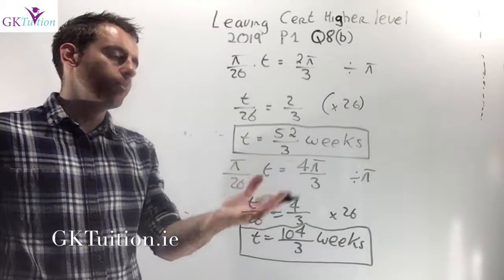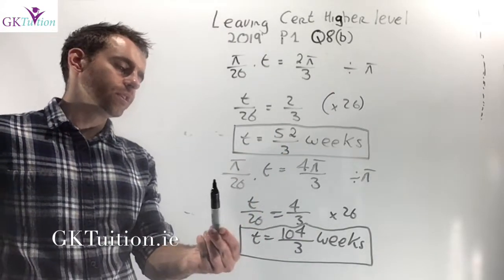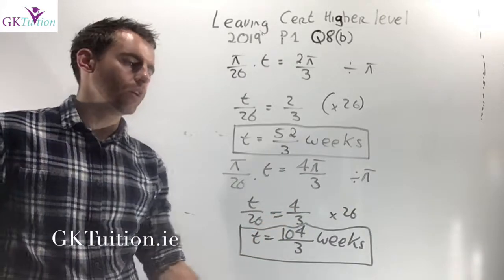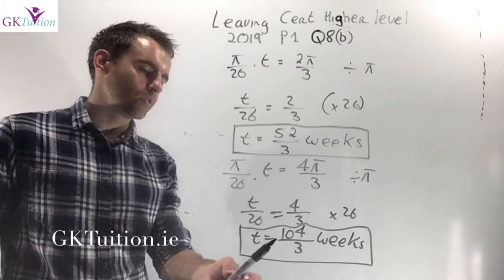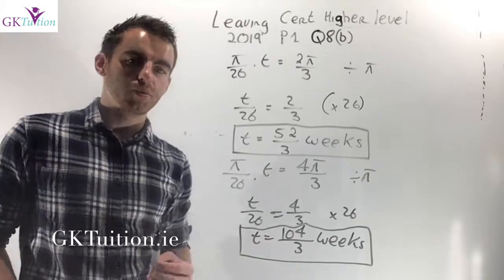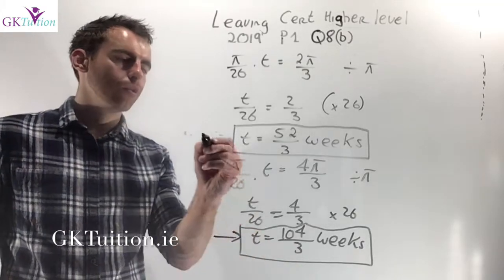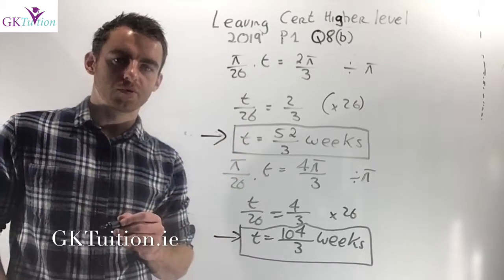The other scenario is basically identical, except in this case you have it equal to 4 pi over 3. Divide by pi, multiply by 26, and your second answer works out as 104 over 3 weeks. So your two answers there are 104 over 3 and 52 over 3.